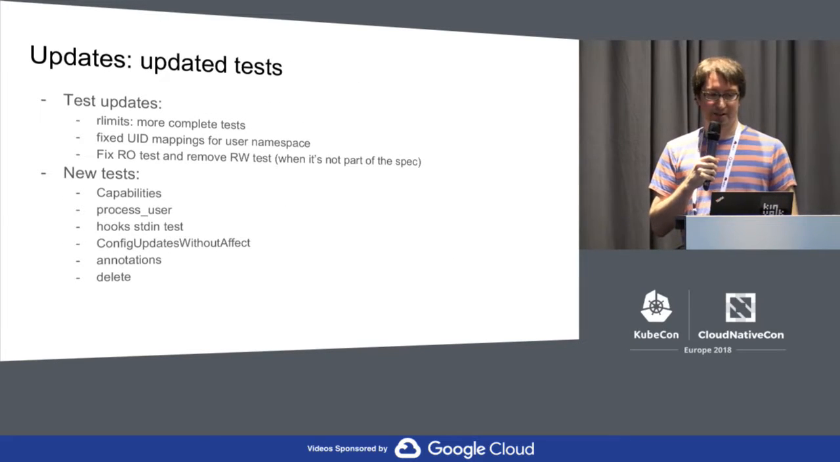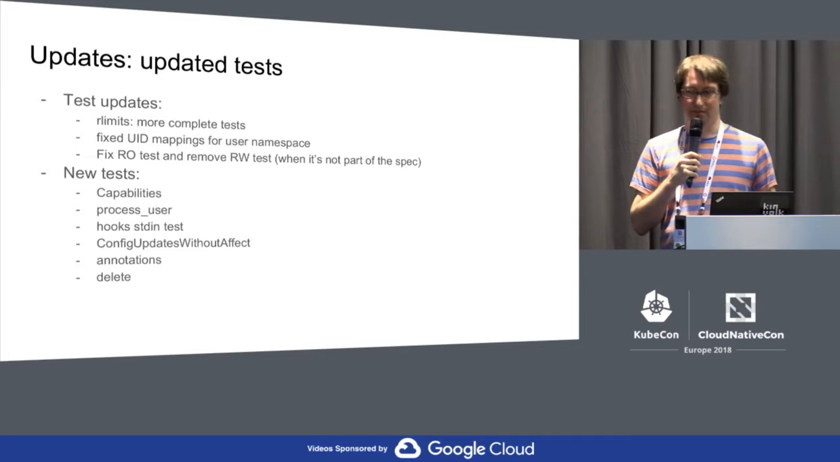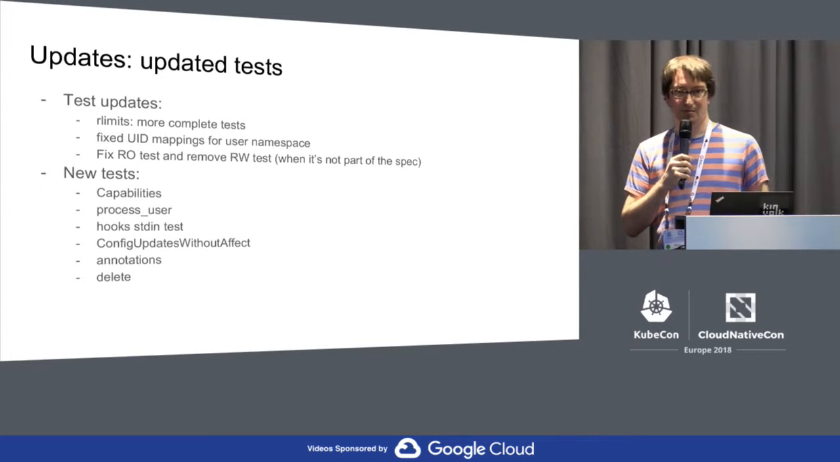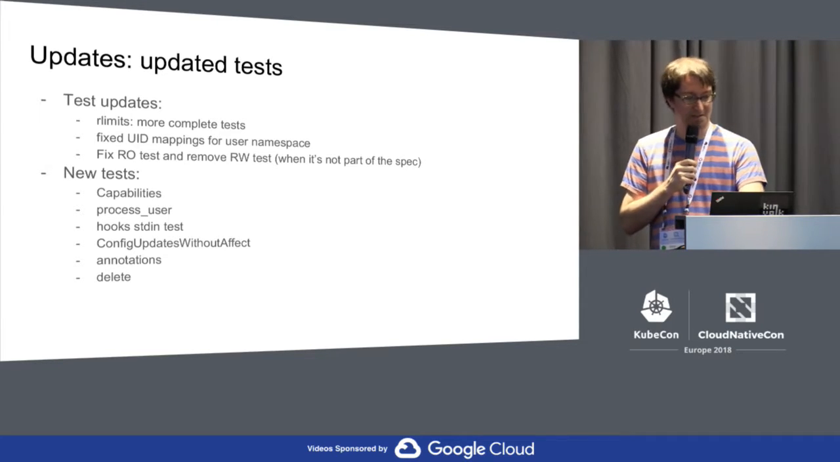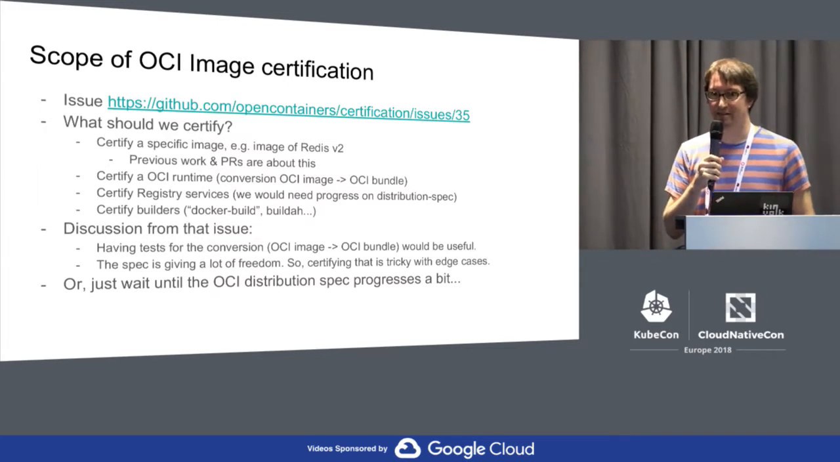There were some test updates on limits, on tests related to user namespace, a fix on read-only, read-write, and some new tests added about capabilities, about the process user, whether it's run with the correct UID, etc. Tests about hooks, tests about when changing the config.json after the container has been started, it doesn't actually change the container as the spec requires, and tests about delete and annotations. That's all for my slide about the OCI runtime.